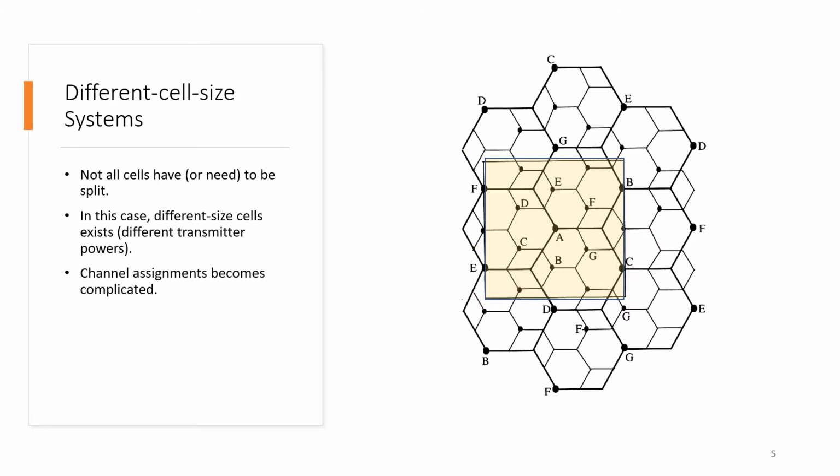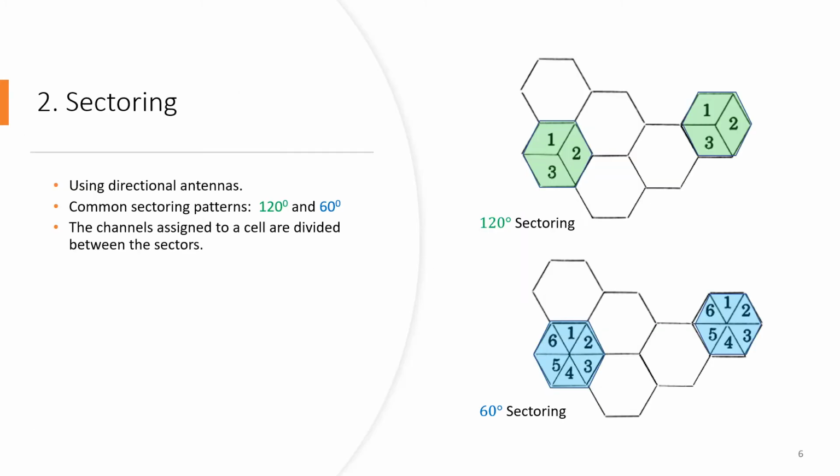Channel assignments become, of course, complicated because we don't have exactly the same size. So this is one issue with cell splitting. The second solution to improve coverage and capacity is sectoring.